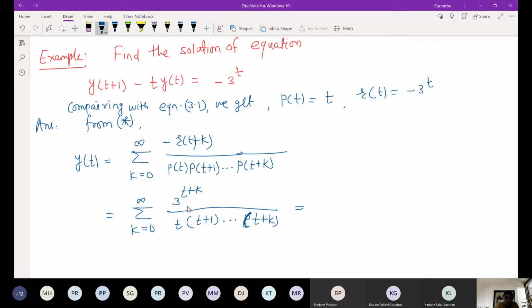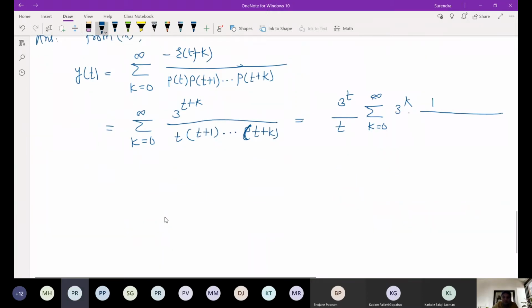3 raised to t upon t is out. I can take 3 raised to t upon t outside, and what summation will I get? Summation k is equal to 0 to infinity. What will be here? 3 raised to k, and 1 upon t plus 1, t plus 2, up to t plus k.